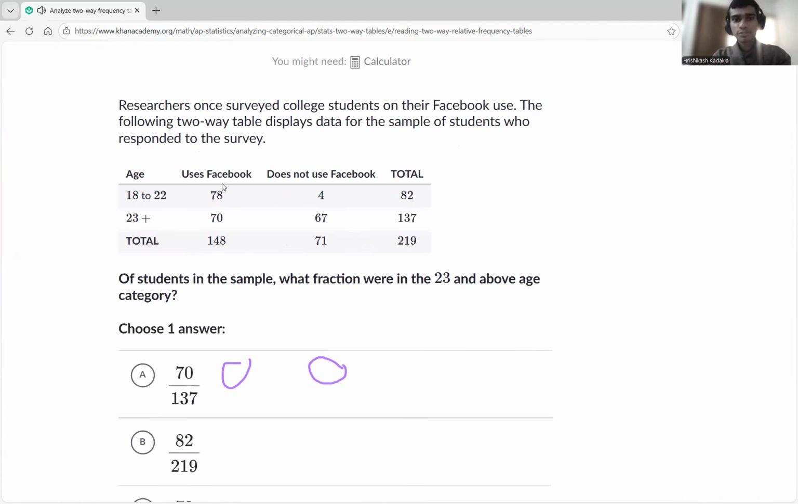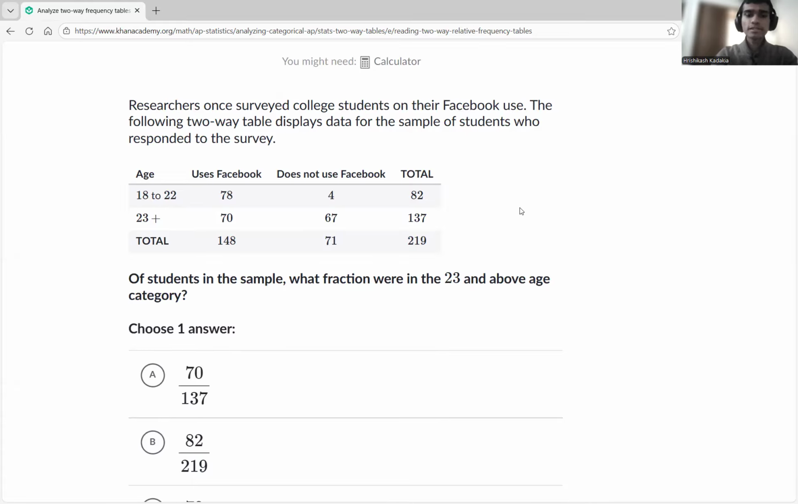Okay. Another survey asked students about their use of Facebook. The following table displays the data for the sample of students who responded to the survey. What fraction of the students in the sample were in the age category of 23 and above? So 23 plus means how many? 137, right? 137 is 23 plus if you look here.